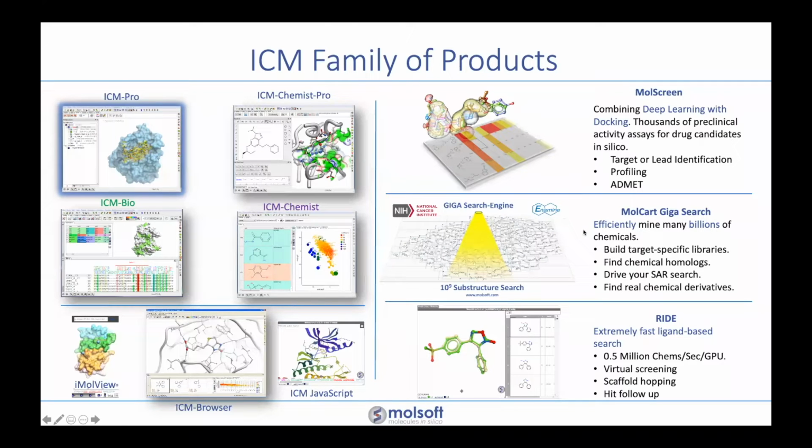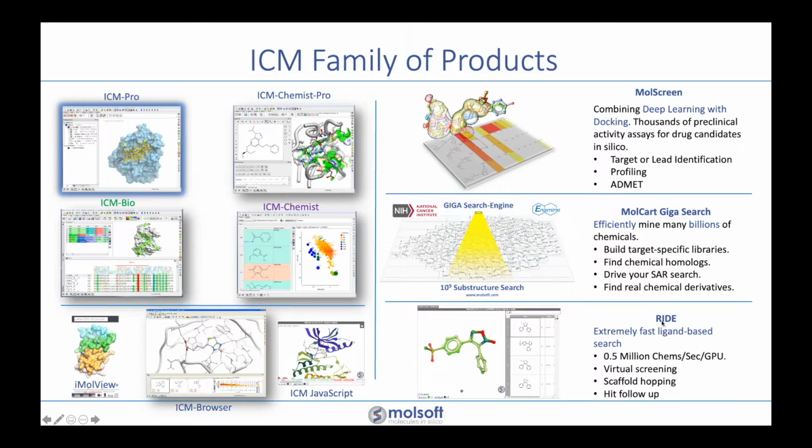Enamine has the REAL database, which is more than 1 billion chemicals. It's very large. We developed an efficient way of substructure searching that database. And if you have the free 30-day license, you can search Enamine's REAL database directly in ICM.